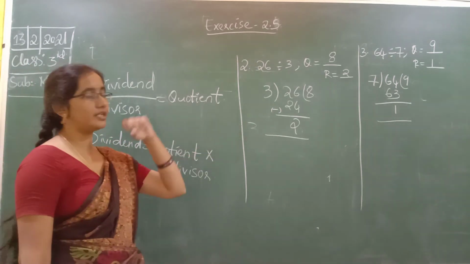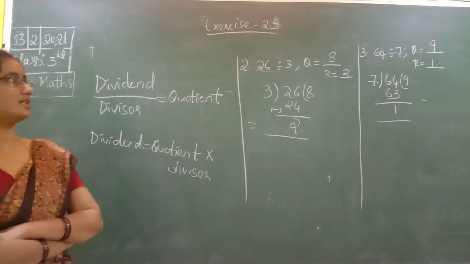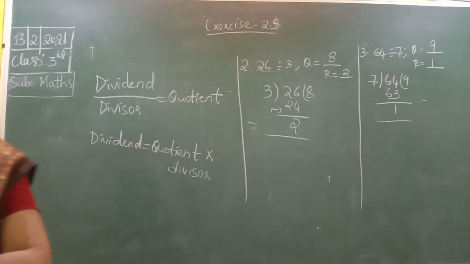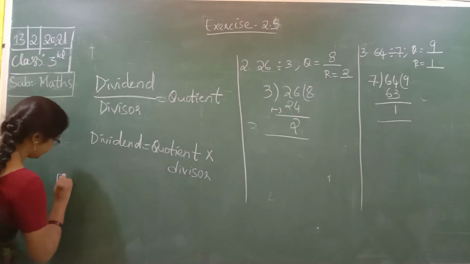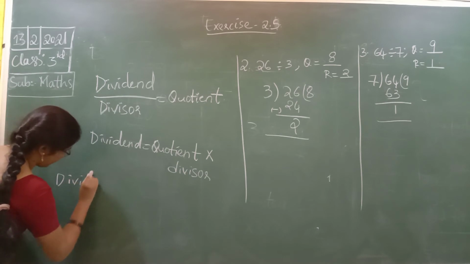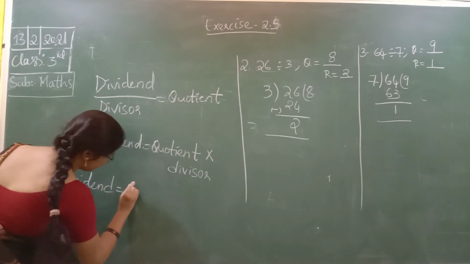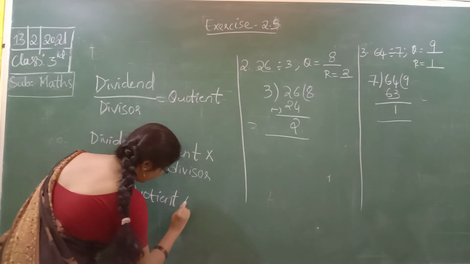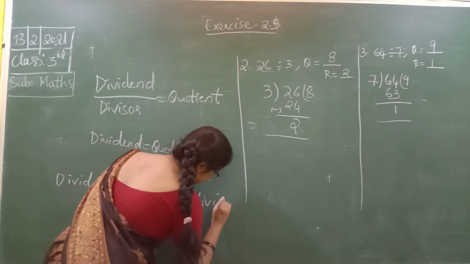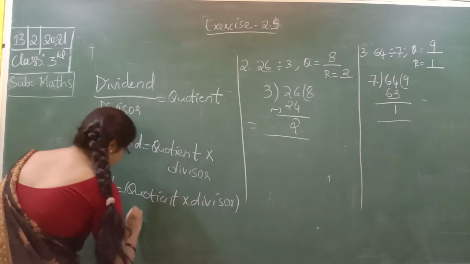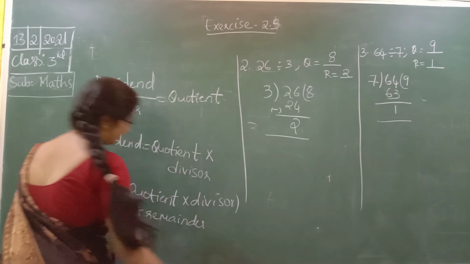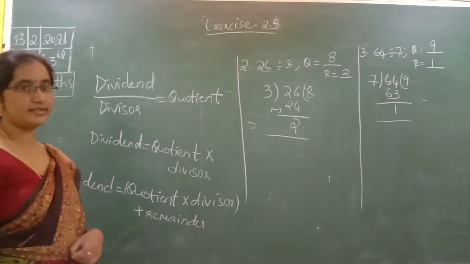Now we learned another term, that is remainder. So what is the relation between these three and the remainder? Dividend equals quotient into divisor plus remainder. After multiplying this, you add this, and you get the answer.